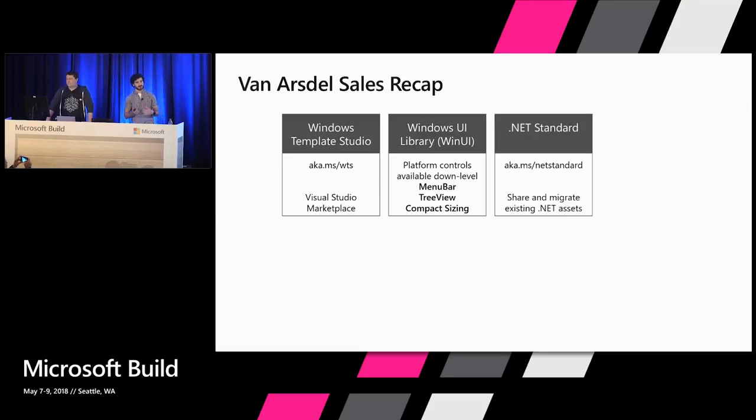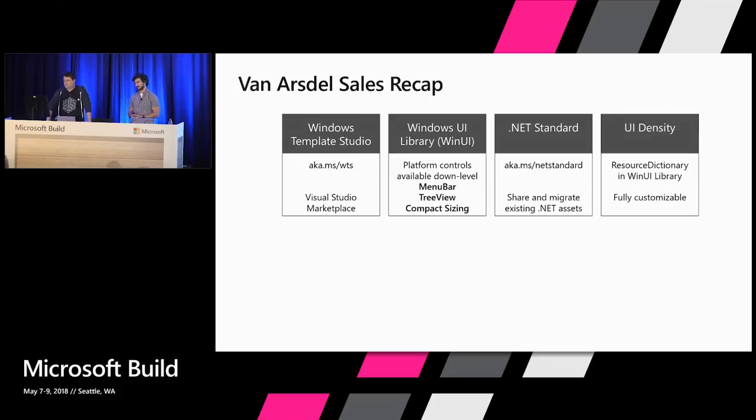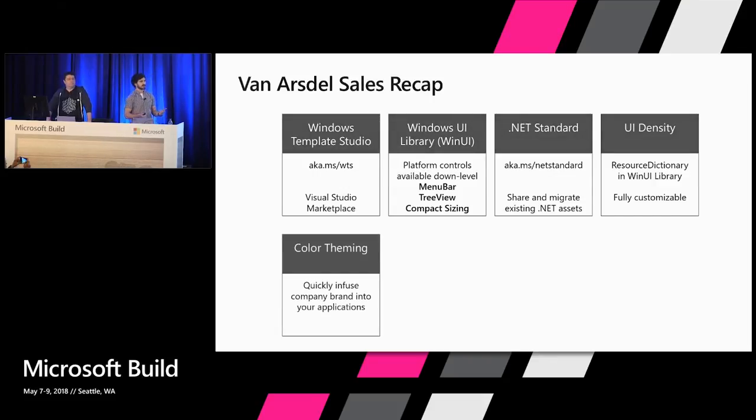Then we went in and included our data model project that was a .NET Standard library that we've used in our existing applications. We added in the UI density resource dictionary from Windows UI library so that I could fit all of that information and all of those products on that page and make sure everything in my form fit. We added color theming so that we could infuse our brand into our application in just a couple minutes without wasting a lot of really valuable development time.